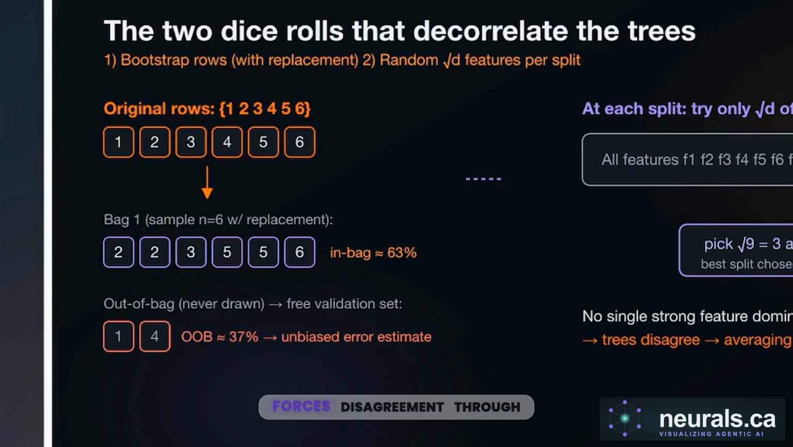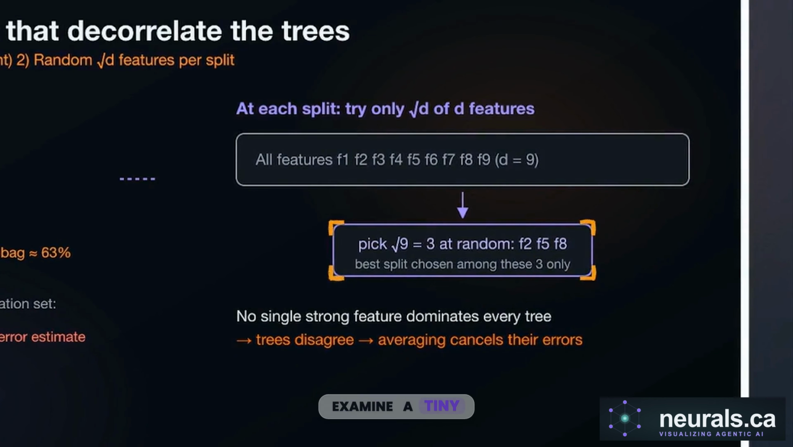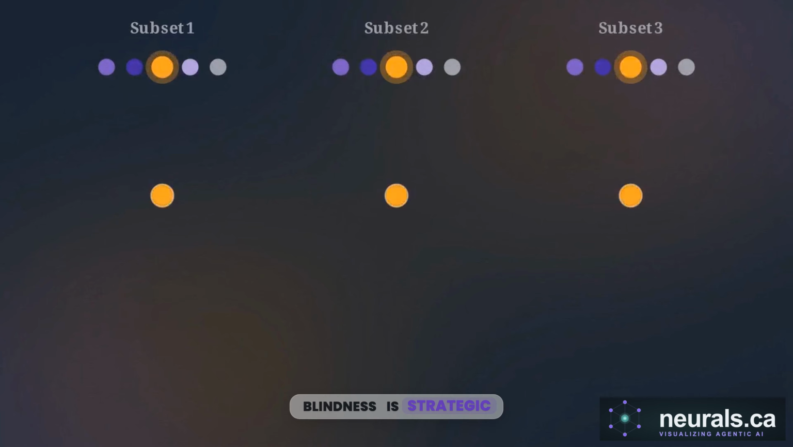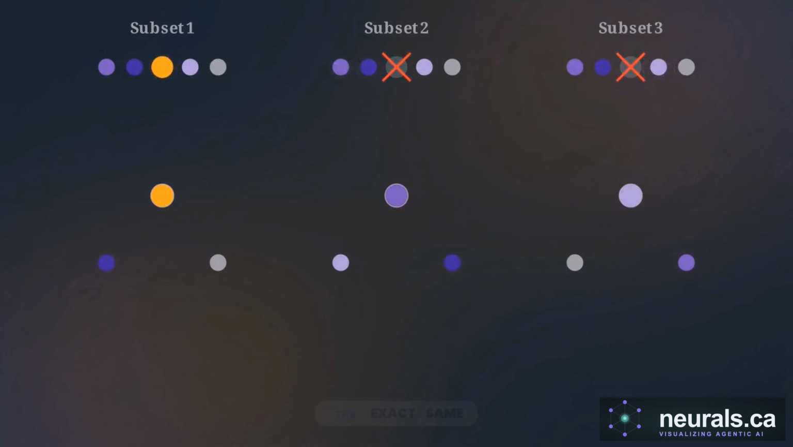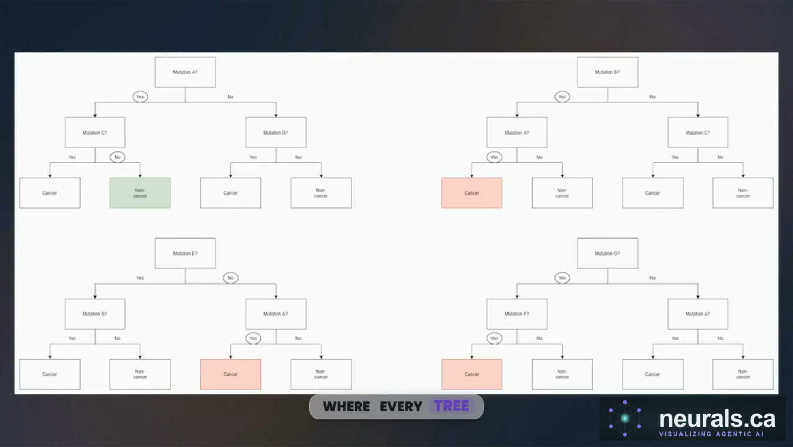The algorithm forces disagreement through mechanical randomness. First is bagging, building each tree with a random subset of data rows. The unselected out-of-bag rows act as a built-in validation set. Next, feature subsampling. At every branch, trees only examine a tiny random fraction of columns. This forced blindness is strategic. It prevents one dominant feature from forcing every single tree into making the exact same split at the top. The result is a forest where every tree is unique.